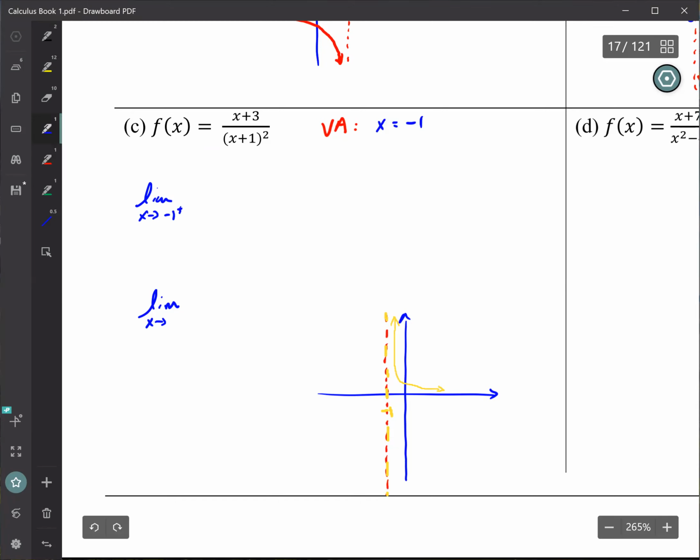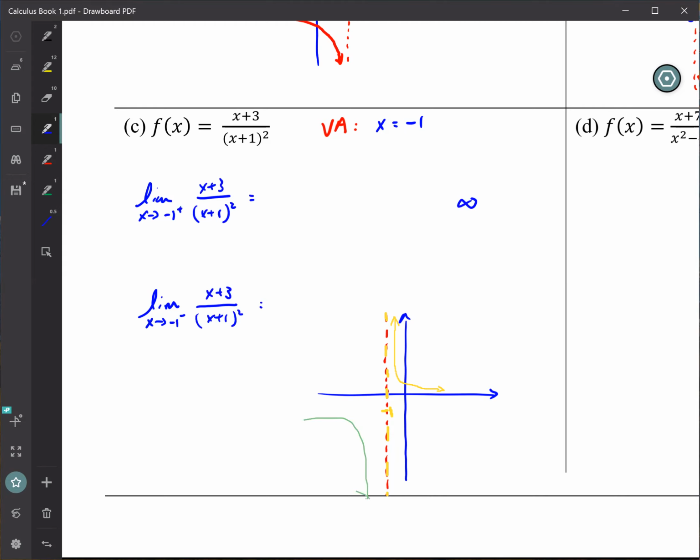So approaching -1 from the right, you have positive infinity. Okay, how about Emily? Left side? Will be negative infinity. Is that right, Emily? Yep. Okay. Anyone got different? Lex? Do you have the same or different?